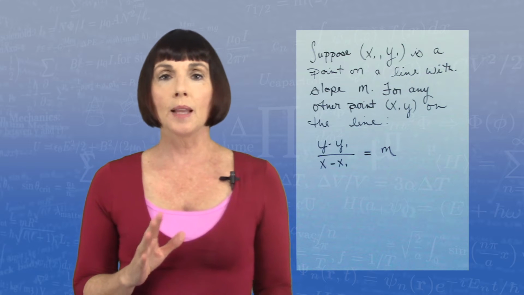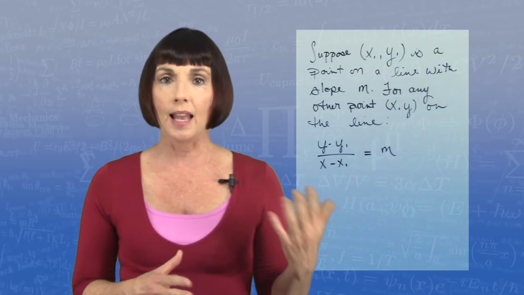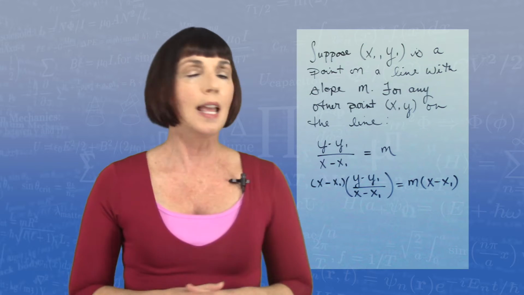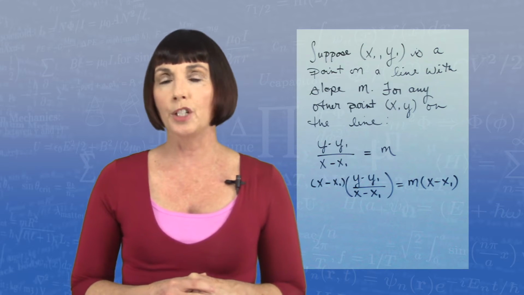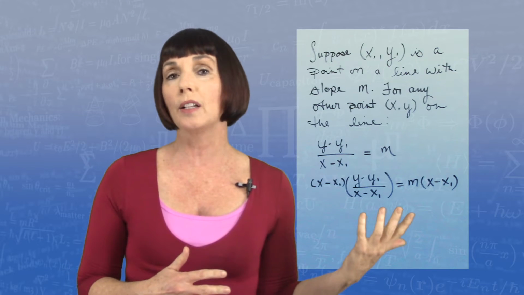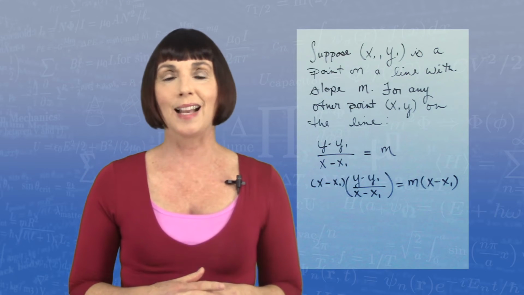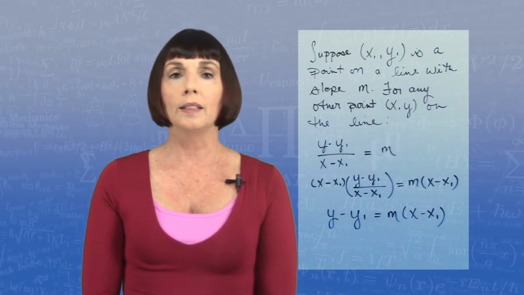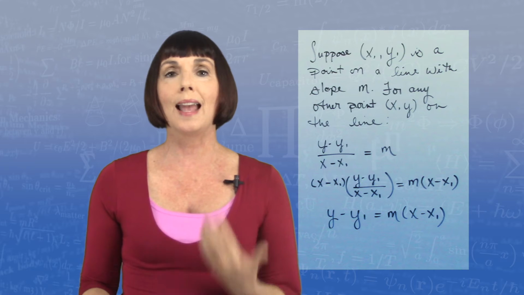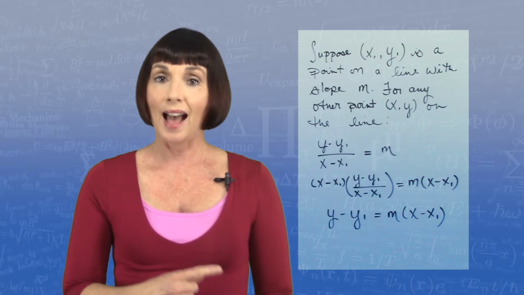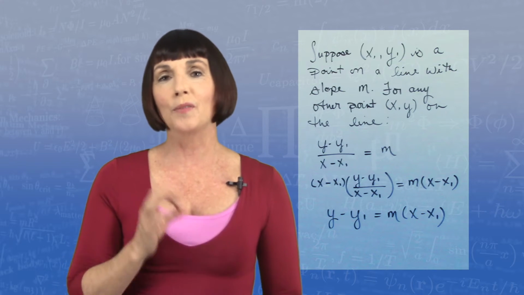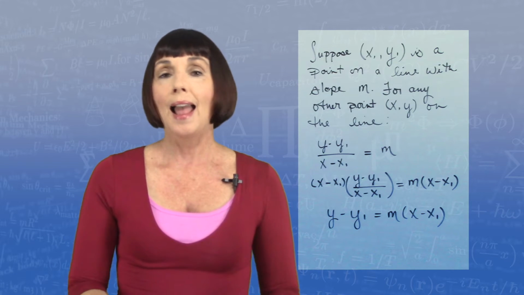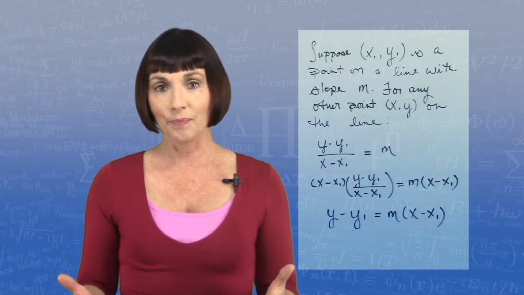Now, suppose I multiply both sides of this equation by x minus x1. What do I get? On the left-hand side, my x minus x1 in the numerator cancels out with my x minus x1 in the denominator, and I am left with y minus y1 equals m times the quantity x minus x1. That is the point-slope form of the equation of a line, because it uses the slope m and any point on the line. So that's it.